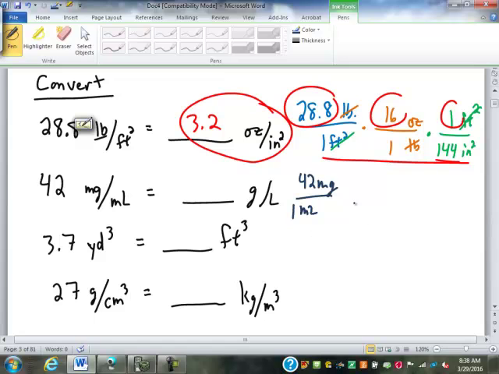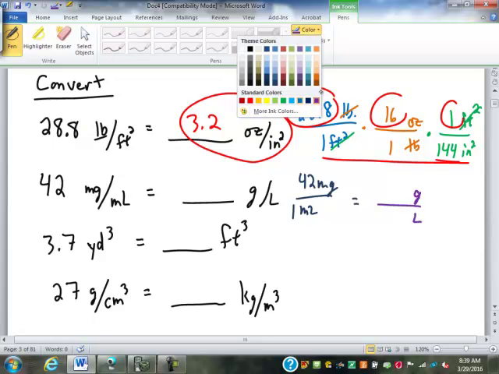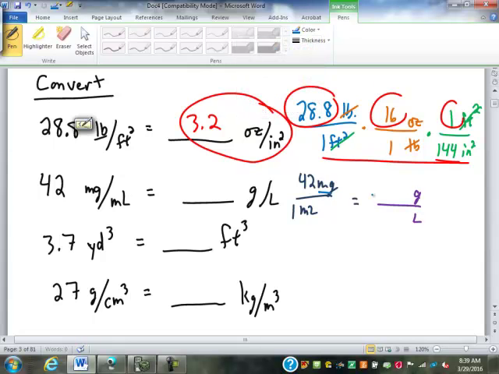So now here, 42 milligrams per milliliter. So 42 milligrams per 1 milliliter. And we want to convert that into grams per liter. Now I'm going to show you a shortcut here that we haven't necessarily seen before. And what it is is this. I'm just going to convert my milligrams into grams.